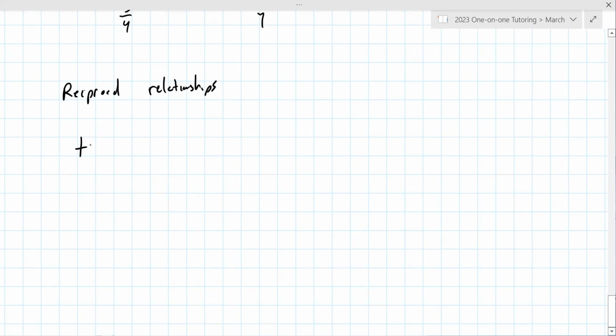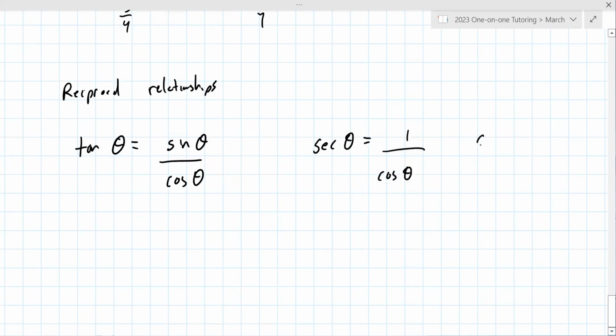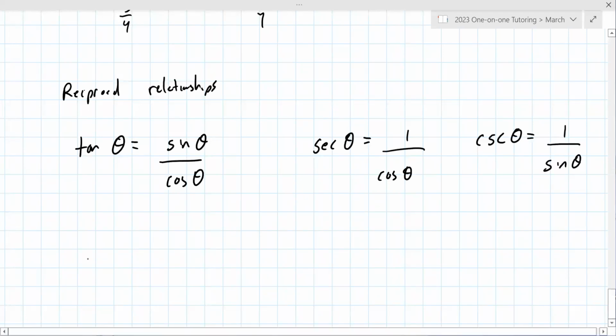Okay. So tangent's one of them. Tangent is sine over cosine. You know that one already. Secant, though, is another one you might need to know. That's 1 over cosine. Cosecant is 1 over sine. And then cotangent, it's 1 over tangent, or it's cosine over sine.